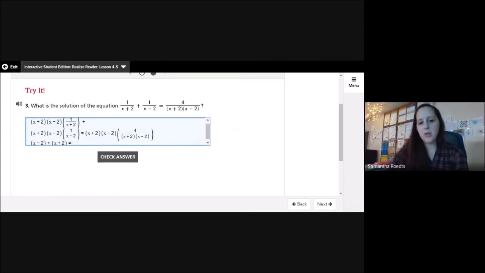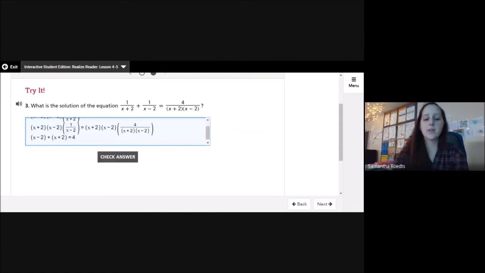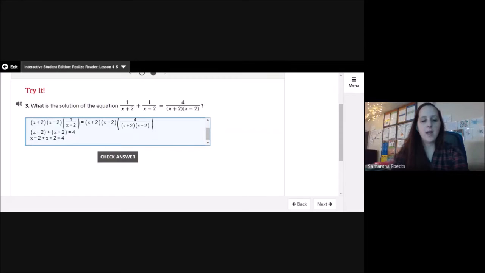Equals 4, since the x plus 2 and the x minus 2 both cancel on the right side. So now I have x minus 2 plus x plus 2 equals 4. I'm going to simplify this. I get 2x equals 4. I divide both sides by 2, so x equals 2. But I can't do that, since if I put 2 in here, 2 minus 2 gives me 0. So this means I have no solution.